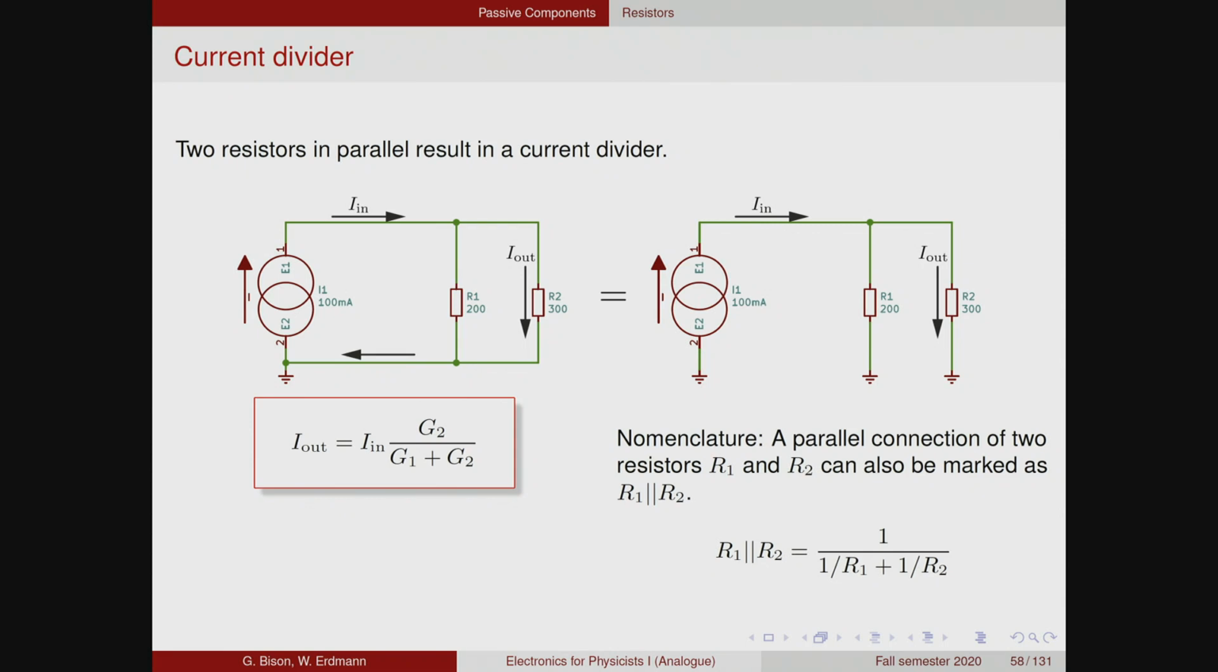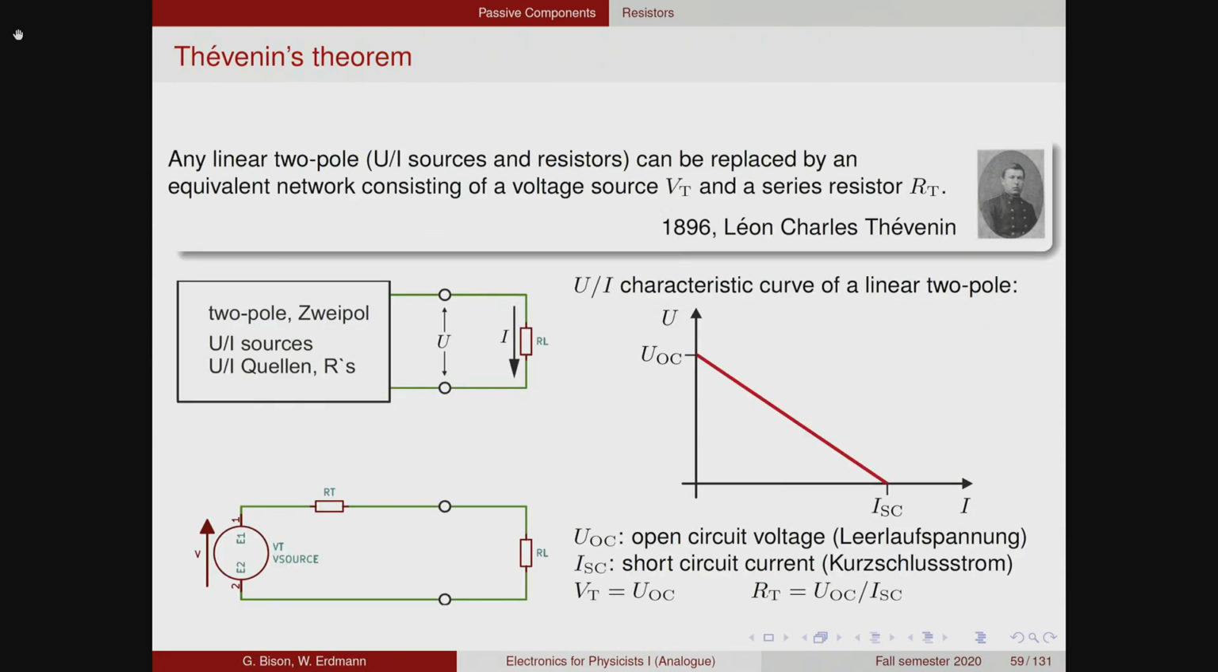Okay, there's one thing that we will often use, that a parallel connection of two resistors can be written as this formula here, or this symbol, simply R1 parallel R2, which of course means that we add the values in this reciprocal way. Okay, let's take a break here, and then after the break we go to Mr. Thevenin.